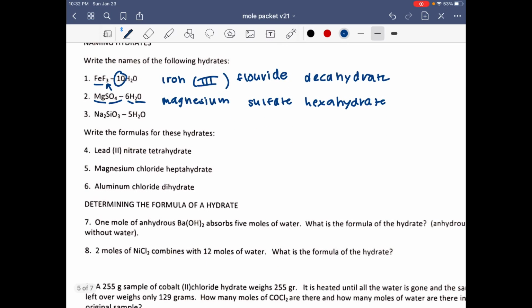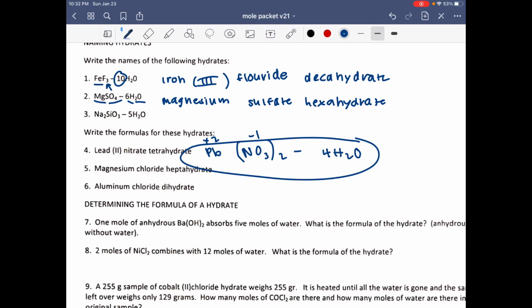Okay, now write the formula for these hydrates. Lead is Pb. I like to write it first and then balance it after. Nitrate is NO3, and you have tetrahydrate, so you know it's 4 H2O. Now the charge of Pb is +2. The charge of NO3, nitrate, is -1. So to balance it, you're going to need 2 of this. So this is your formula for the hydrate lead(II) nitrate tetrahydrate.